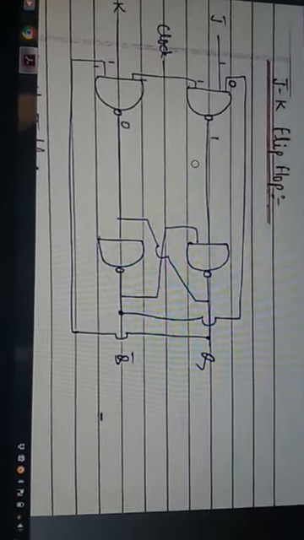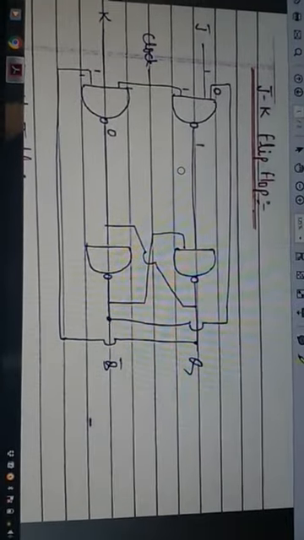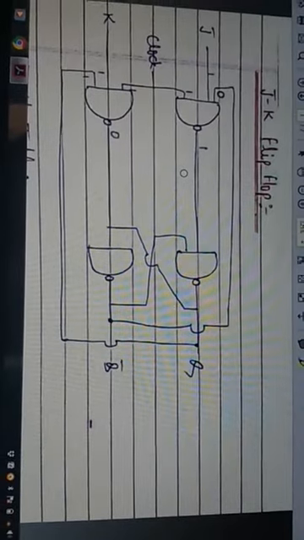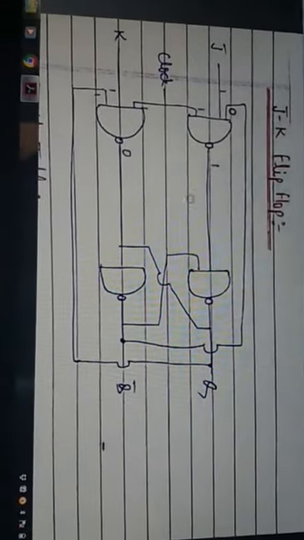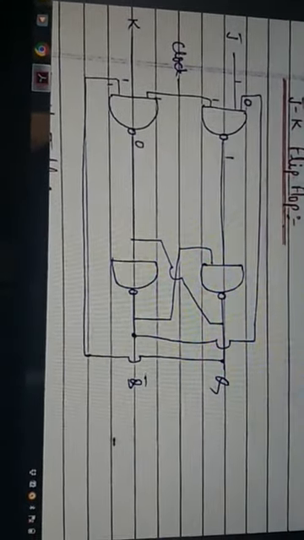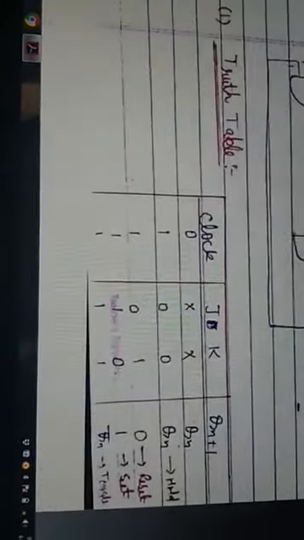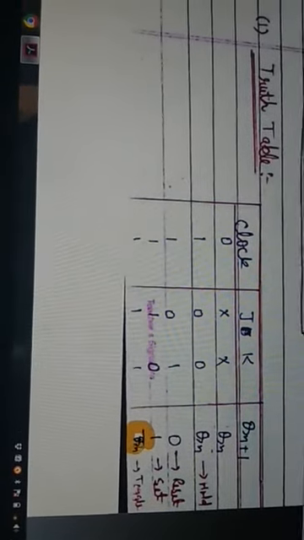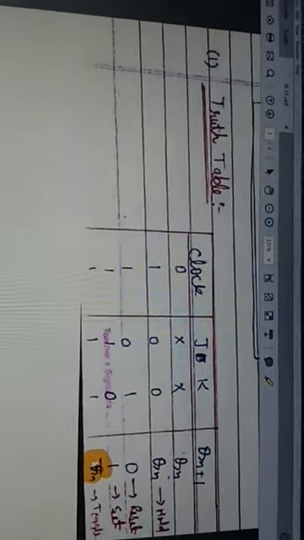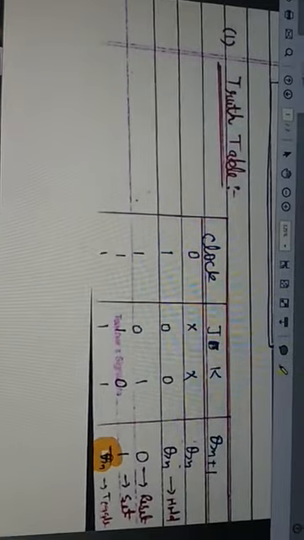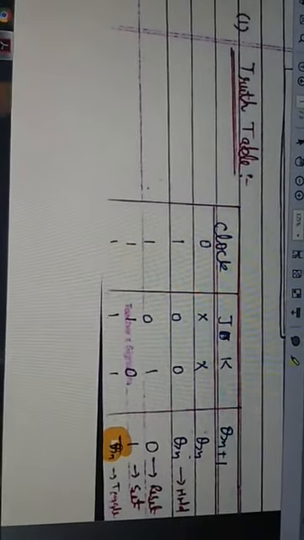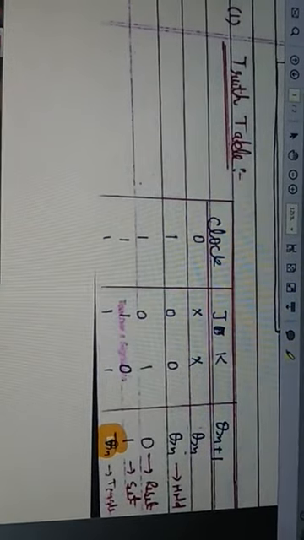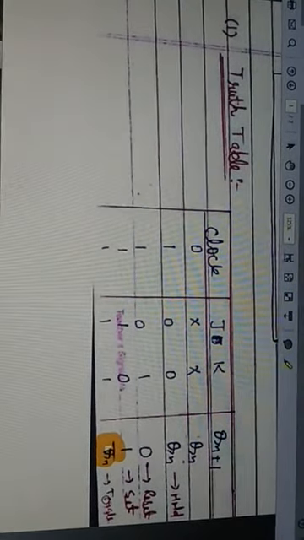So in one case the output is 0, but in another case the output is 1, again 0 and 1. This is the toggle condition: 0, 1, again 0, again 1. It means the output is Q and Q bar, because if the output is 1, then the next output is always 0, and if the next output is 0, then the following output is 1. So they are the complement of each other. It means toggle. Thank you.